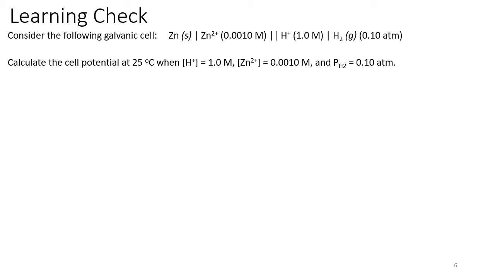And notice how there are some concentrations in molarity and some pressures written after the species in that shorthand notation. Well, those are given to us because some of them are different than our standard state conditions. So not everything is 1 molar. Not everything is at 1 atmosphere of pressure. So because of that, this is a Nernst equation problem where we're going to use that new formula. So we're going to calculate the cell potential at 25 C under these non-standard state conditions.